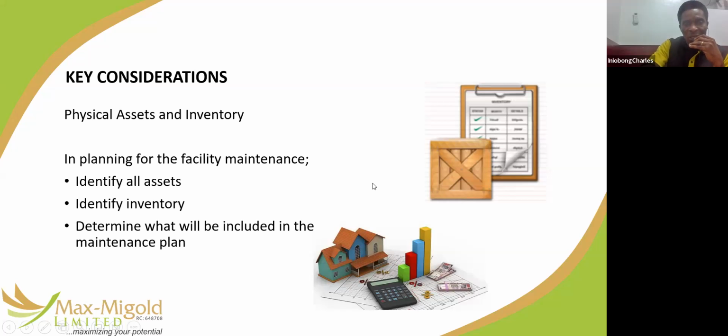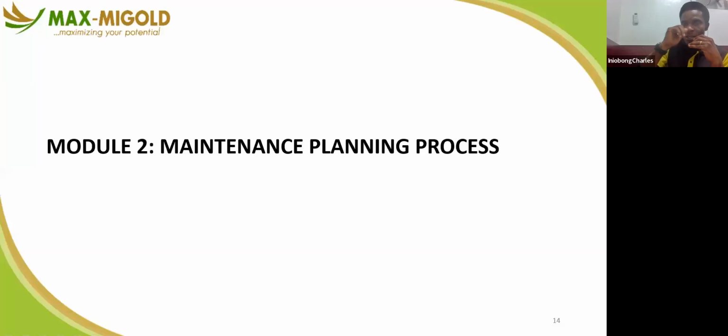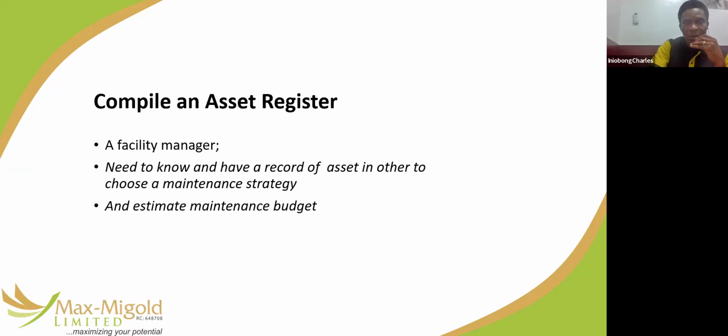Determine what will be included in the maintenance plan. Remember, you must outline the step-by-step activities that you must carry out during maintenance. So we look at the maintenance planning process. Okay, compile an asset register. We've talked so much about asset register. So once you are called a facility manager, the next thing you should be thinking of is asset register. The next thing you'll be thinking of is facility condition.